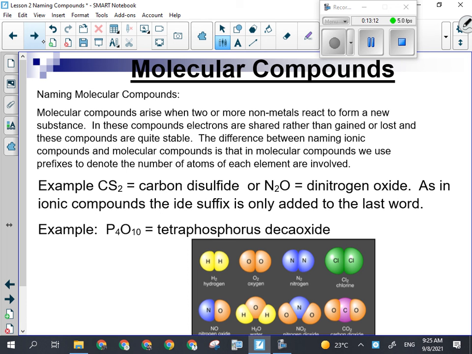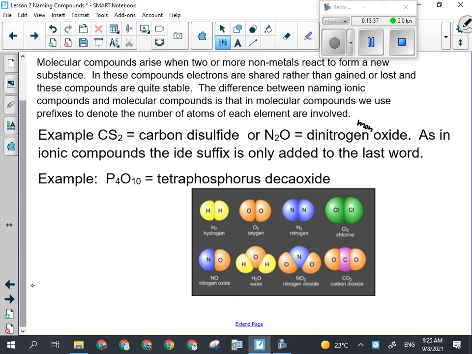Okay, so CS2 would be carbon disulfide. N2O, this is actually wrong, would be dinitrogen. What's the prefix for 1? Mono. Okay, so dinitrogen monoxide. Okay, everything ends in -ide. This example here would be tetraphosphorus decaoxide because the prefix for 10 is deca. You might want to write this down because you don't have it anywhere, but here are all the prefixes.